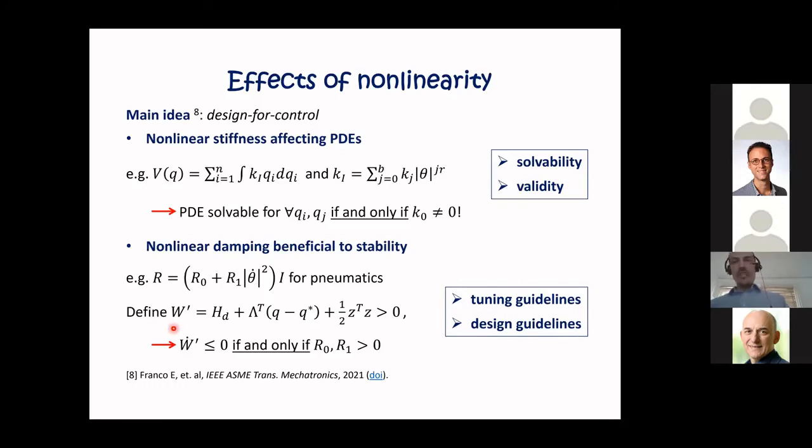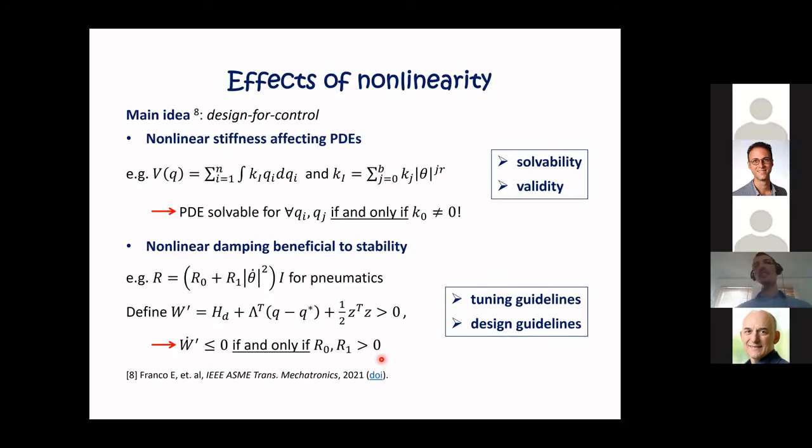Without going through all the derivations, basically what I can anticipate is that if we study the stability of our closed loop equilibrium with our proposed control law, we come up with an expression which is negative semi-definite if and only if these coefficients defined in the damping are positive. So what I wanted to highlight here is, on the one hand, that the tuning guidelines which we can extract from the stability condition are directly related to the damping terms.